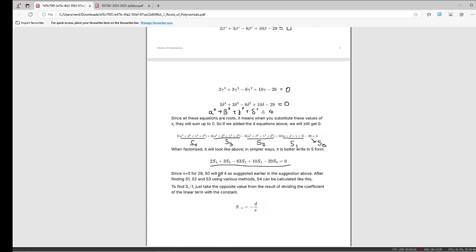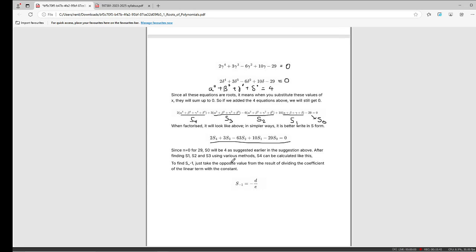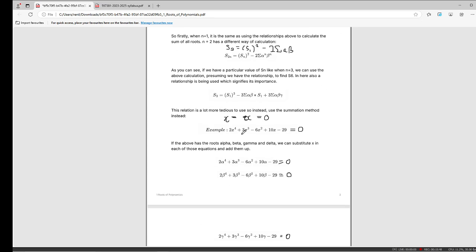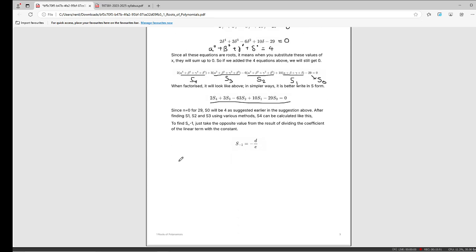So once you find these methods, very easy to use, you can easily calculate S4, and you can use these equations over here just by plugging in S3, S2, S1 and so on. So let's say that we have to find S minus 1. What does that mean? That means that when n equals minus 1, so alpha to the power minus 1 plus beta to the power minus 1. So let's just visualize that for you. S minus 1 equals 1 by alpha plus 1 by beta plus 1 by gamma plus 1 by delta.